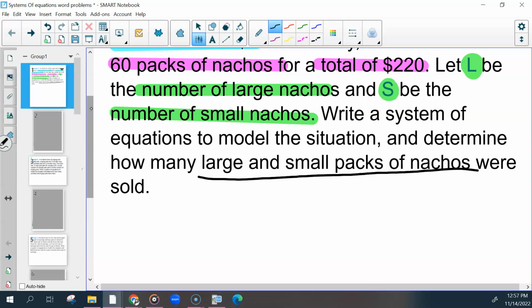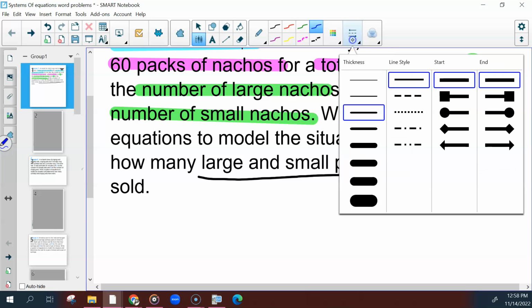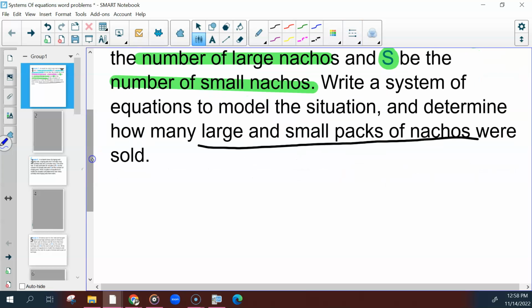But since they told us, we're going to use those variables. But notice that they match. L is the number of large packs of nachos, and S is the number of small packs of nachos. The question and the variables match. So when we define our own variables, it has to be that specific. So number of large nachos.